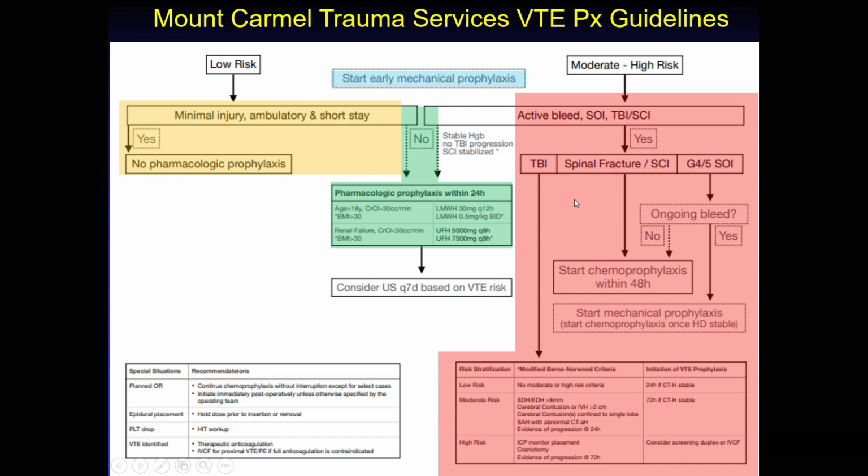Now, to look at those more problematic patients, here highlighted in the red, in patients with TBI, we are following the AAST approach and the Parkland approach, utilizing the modified Berne-Norwood criteria with initiation of 30 milligrams BID of low molecular weight heparin, or in the case of renal failure, unfractionated heparin, 24 hours after a stable head CT with low risk injuries, 72 hours after stable head CTs with moderate risk injuries, as defined by the modified Berne-Norwood criteria, and taking a secondary prophylactic approach to patients with high risk injuries with weekly bilateral lower extremity venous duplex studies.